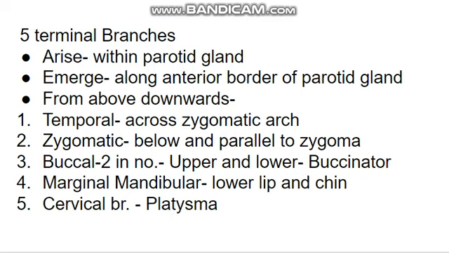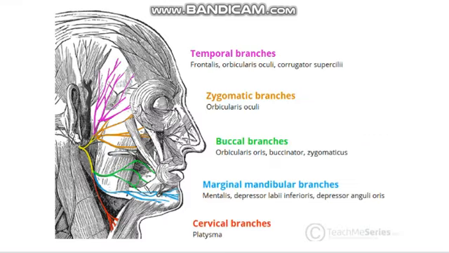Buccal branches are 2 in number, one upper and second lower, which supply to buccinator muscle. Marginal mandibular branch supply to lower lip and chin. Cervical branch supply to platysma. You can see in this diagram all the relation of branches.